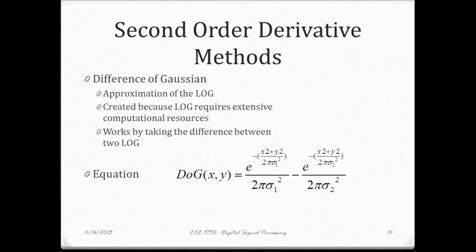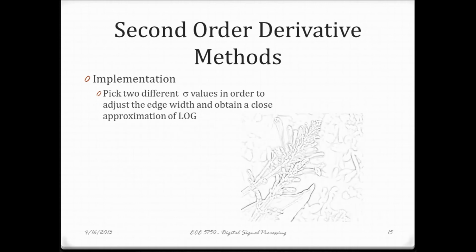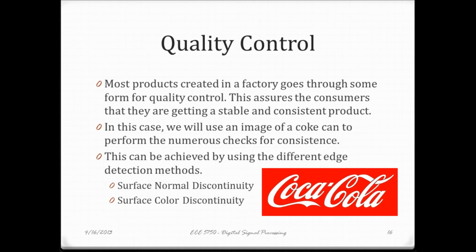Difference of Gaussian. It's an approximation of the Laplacian of Gaussian, created because LOG requires extensive computational resources. It works by taking the difference between two LOGs. By picking two different sigma values, it's possible to adjust the width and obtain a close approximation to the LOG.